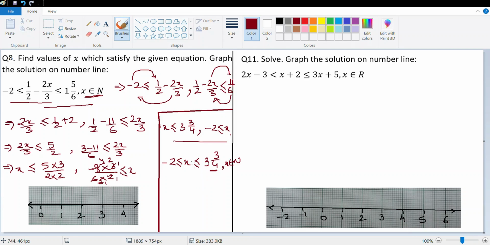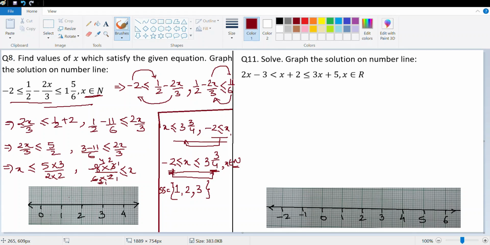Now this obviously is not a natural number, negative 2 is also not a natural number. So the first number, which would be a natural number which is greater than negative 2, would be 1. So that's my solution set, would be 1. And the number which is smaller than 3.75, which is a natural number, would be 3. So the maximum number is 3. In between there is a 2 as well. So 1, 2 and 3. That's my answer. Let's repeat this again. All I have done is combine these two, and I get negative 2 less than equal to x less than equal to 15 by 4. I need natural numbers, so the natural numbers between the given solution sets are 1, 2 and 3.